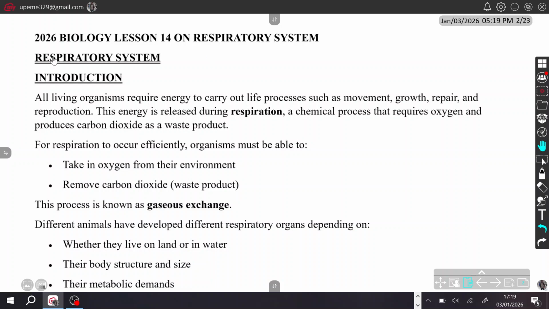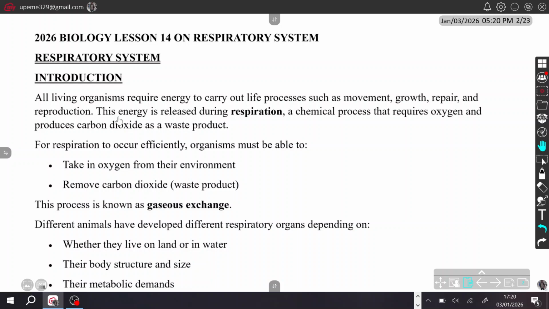So we are talking about the respiratory system. In our introduction we want to remind each one of us that all living organisms require energy to carry out life processes such as movement, growth, repair, and reproduction. We know all living organisms which exist require energy. You require energy for movement, energy for growth, energy for repair, and reproduction.